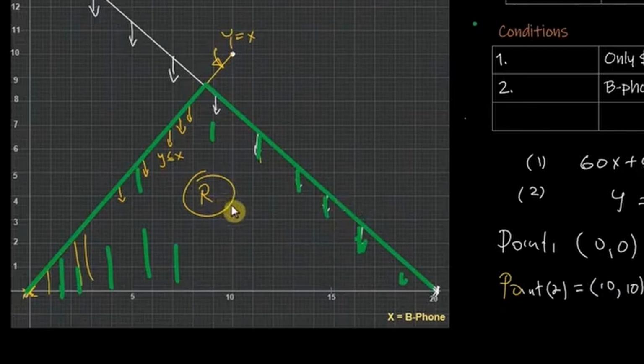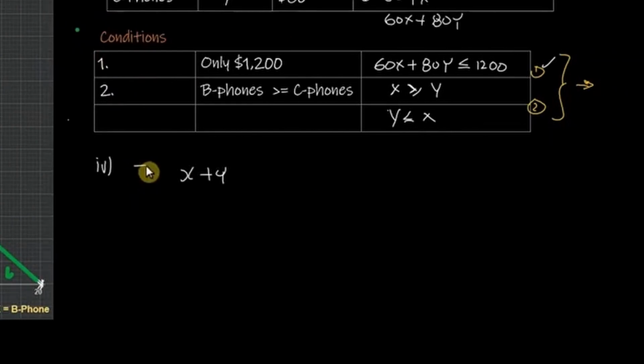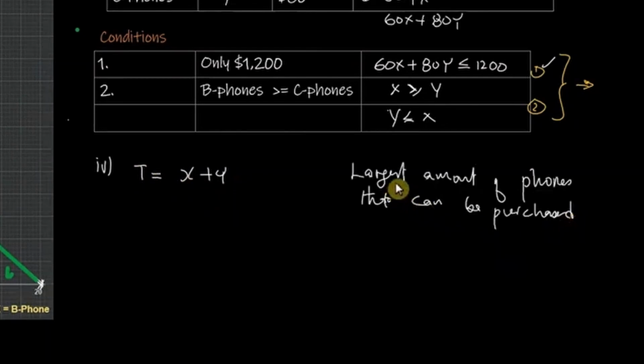So here's the region identified, and now we need to go on to the next part of the question. If we want to call the total number of phones t, then t is representing the total number of phones, which is equal to x plus y. So what is the largest amount of phones that can be purchased?